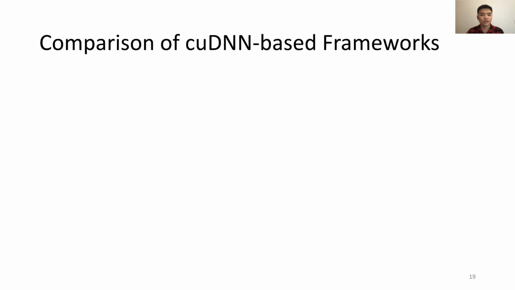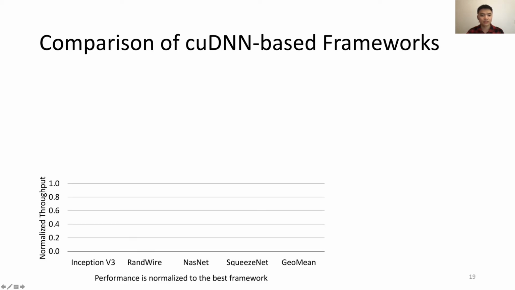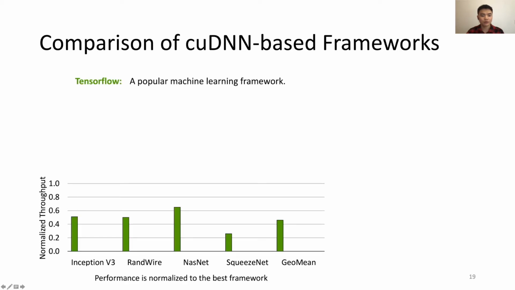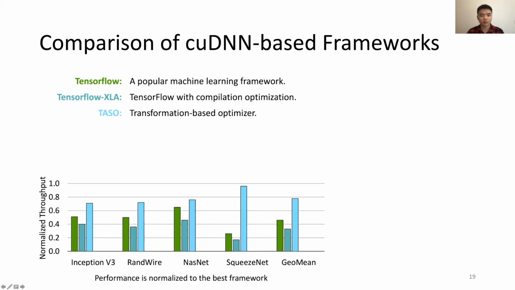We compare IOS with state-of-the-art cuDNN-based frameworks. All performance is normalized to the best framework. We compare IOS with TensorFlow, a state-of-the-art deep learning framework, and TensorFlow XLA with a compilation optimization. TASO is a transformation-based optimizer that uses function-preserving transformations to find the most efficient equivalent computation graph.